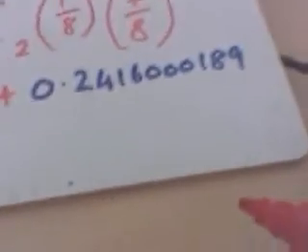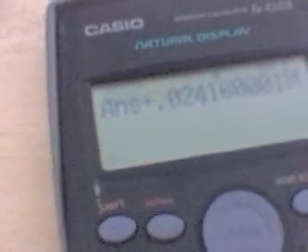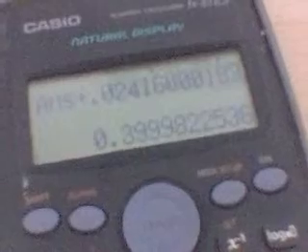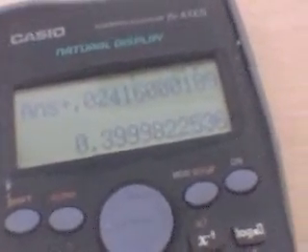Now I'm going to add that to the number we found out earlier. So I'm now going to add on the 0.24160000189 to get me a final answer of 0.39998222536. Now I can round it to 3 significant figures, which would give me, if you think stopping here, rounding up gives me 0.400. That's my final answer to 3 significant figures.